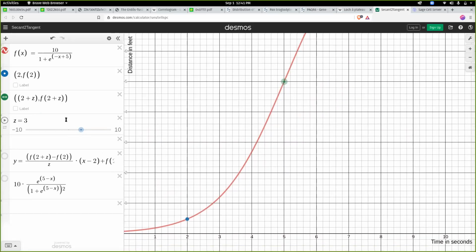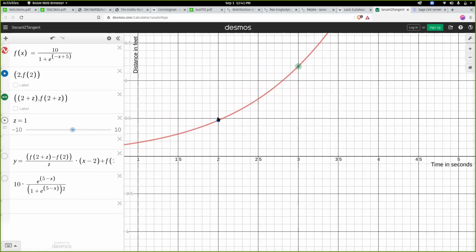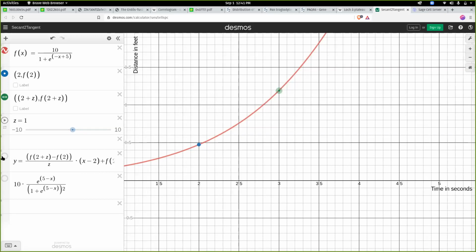Oh, sorry. This Z here actually means something different. So Z should be 1. Okay, there we go. So now I have a point at 2 and a point at 3. And I can look at a line connecting those two. And you can see that the curve is not exactly on that line, because this is just not a linear function. So there's a little bit of non-linearity there.